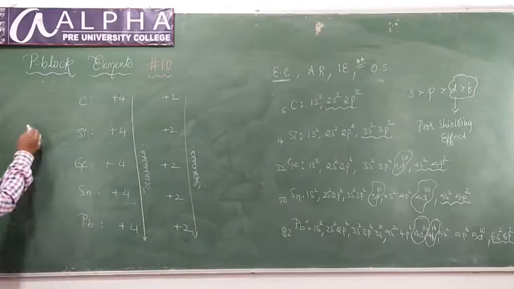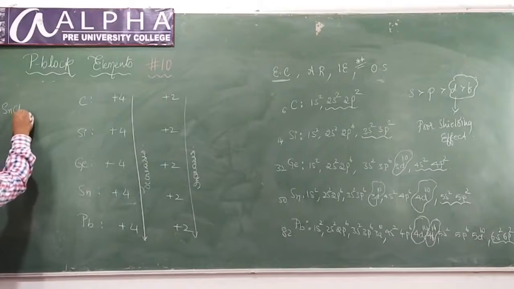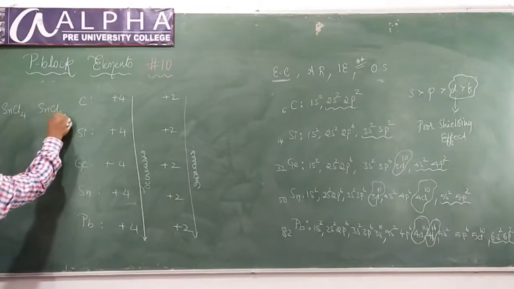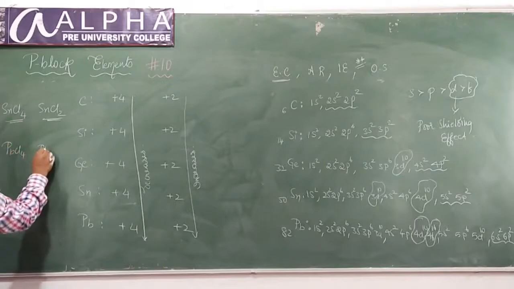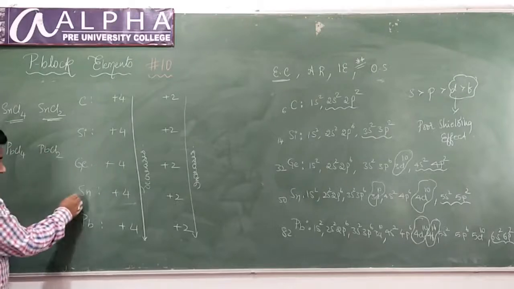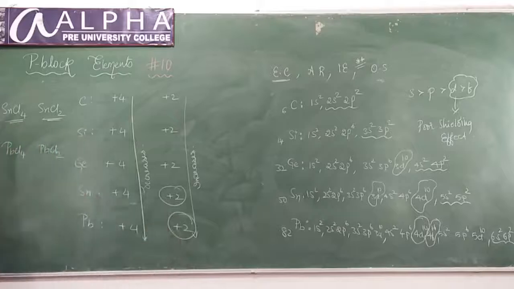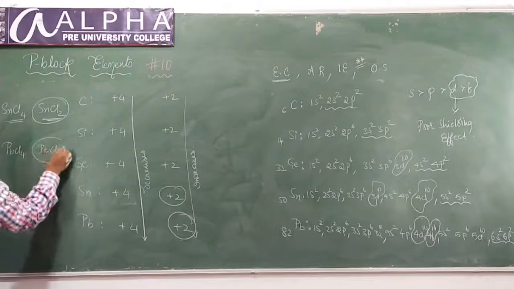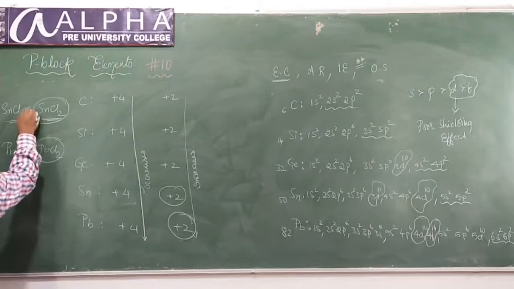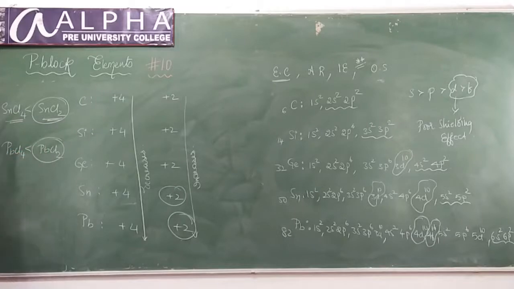Look here, if I take stannous chloride and stannic chloride, lead chloride, PbCl4 and PbCl2, which is more stable? We know tin and lead are more stable in which oxidation state? +2 oxidation state. That means SnCl2 is more stable than SnCl4, and PbCl2 is more stable than PbCl4, correct?